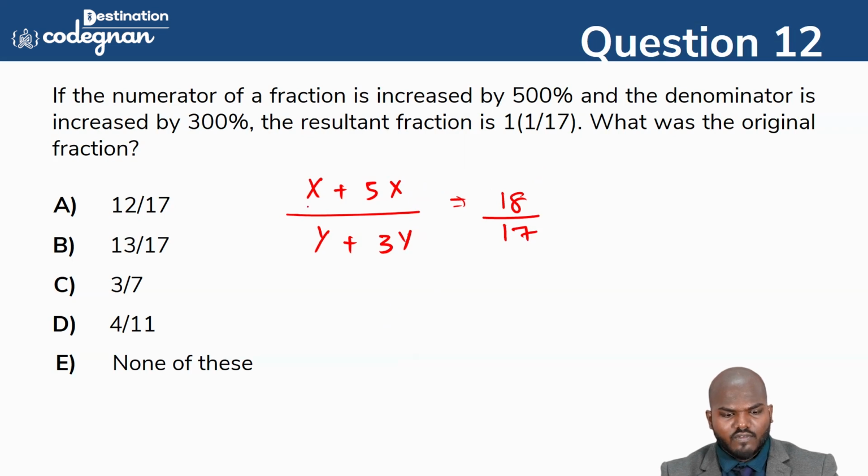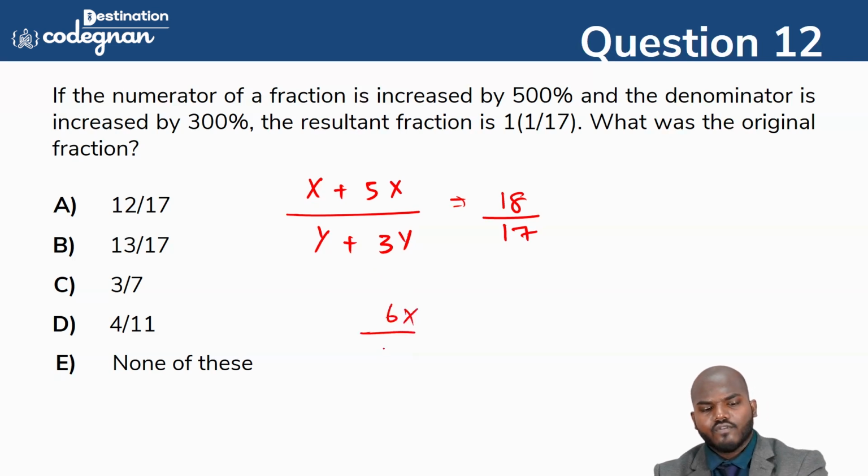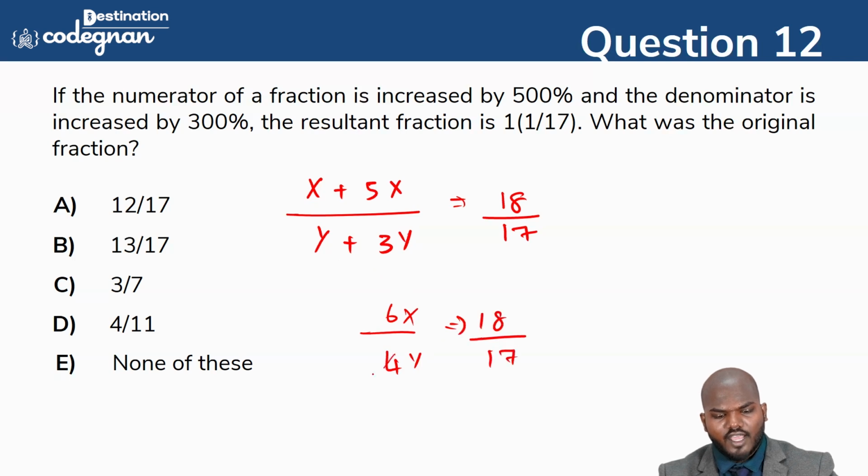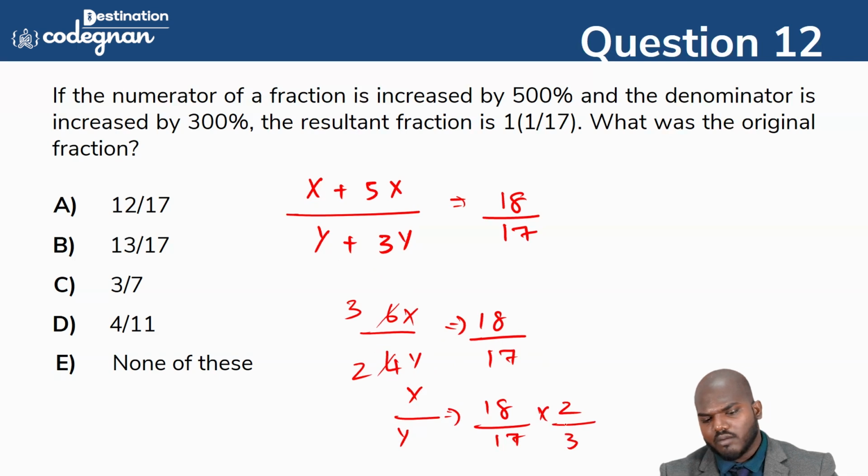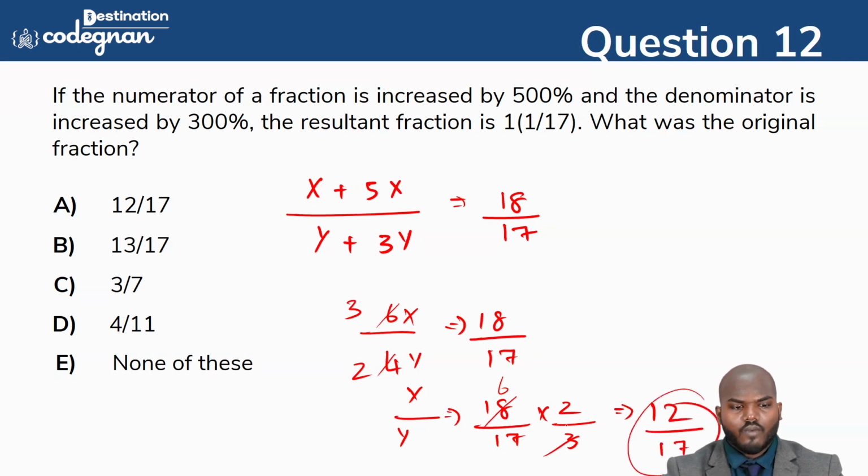If you make it up, guys, this will give you the value 6, and this will give you the value 4. So 6x by 4y is equal to 18 over 17. You can cancel this one, it will give you 2 times and 3 times. X by y is equal to 18 over 17 times 2 by 3. If you work it out, finally you will have the answer 12 over 17. That is option A, the correct answer in this question.